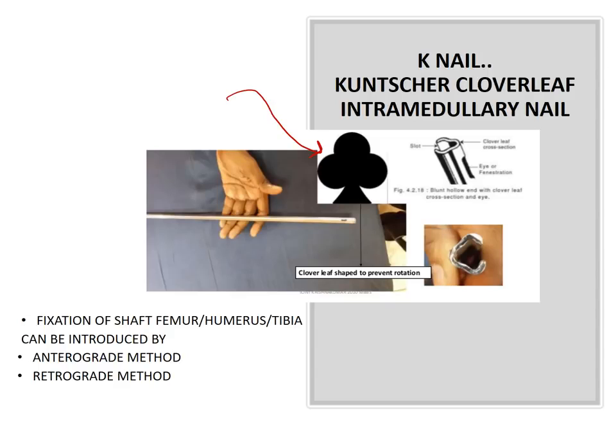This nail works on 3-point fixation. When put in the intramedullary cavity, it provides fixation at the two ends and the isthmus, the narrowest portion of the femoral canal or any bone. K nail has a disadvantage. The disadvantage is it does not protect against the rotational instability because the nail is not fixed to the bone.